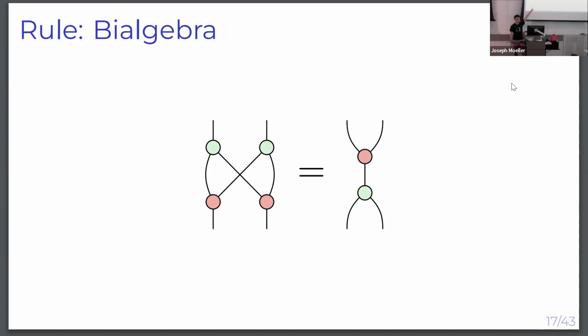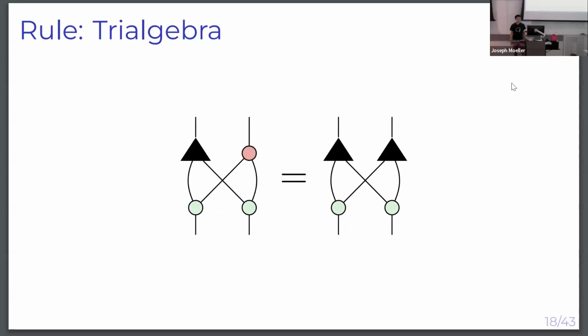Because remember, the green spiders act as copying on the computational basis states, and these pink things represent XOR, or now addition modulo D. So if you copy everything and then add them pairwise, that's the same thing as if you just added everything once and then made multiple copies of it, right? So this is the bialgebra rule. This makes a lot of sense on computational basis states.